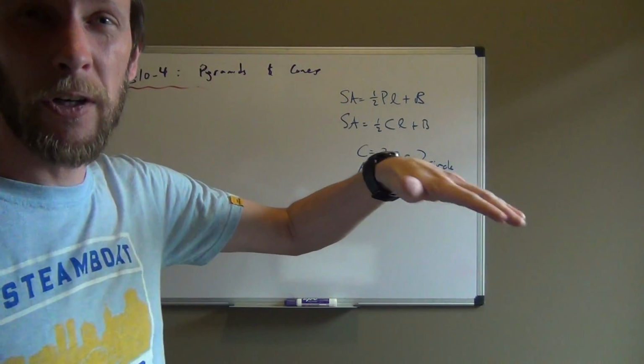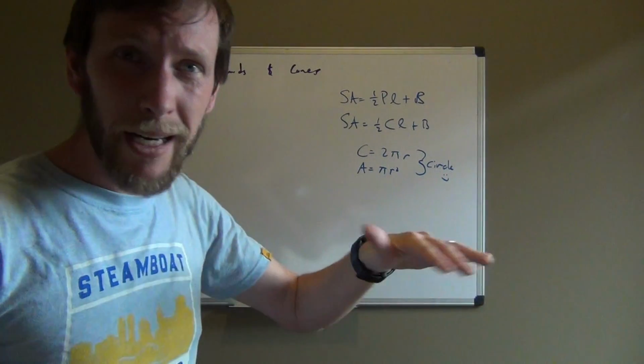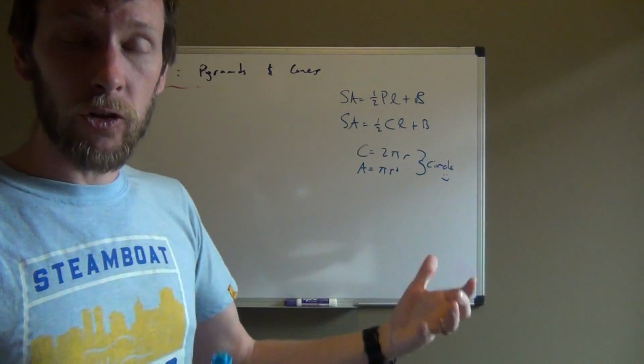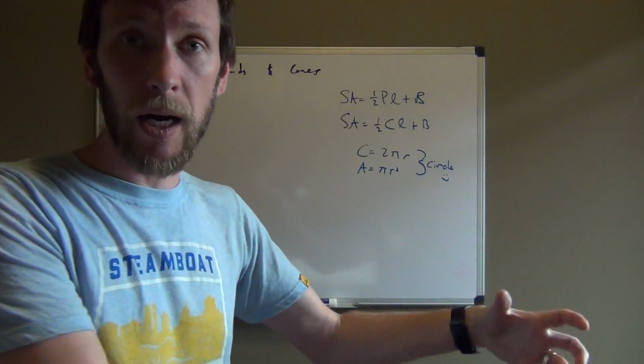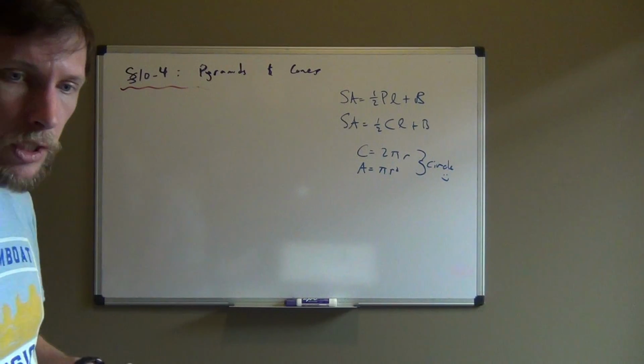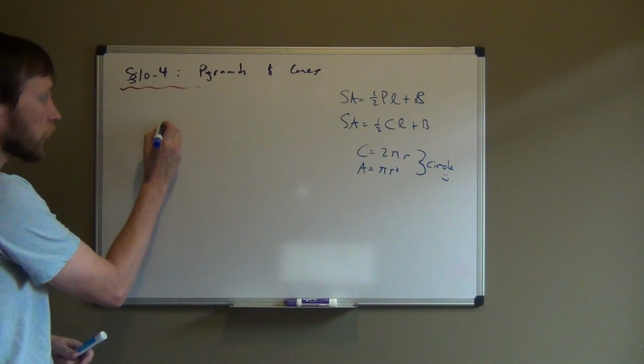Finding the perimeter of a polygon base is easy because you just add up the sides. Finding the circumference of a circle requires you to do 2 times pi times r. And so keep that in mind. I've got a couple examples that we can do, and we're going to keep our answers in terms of pi.